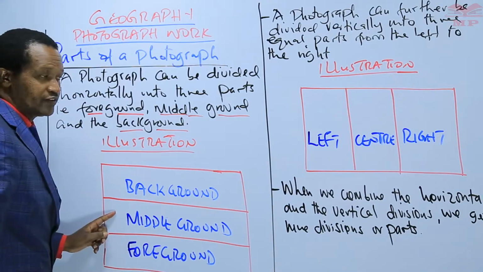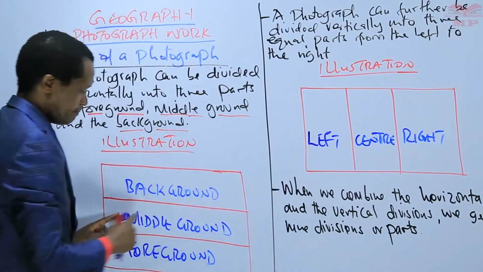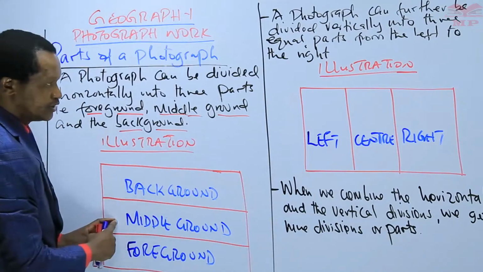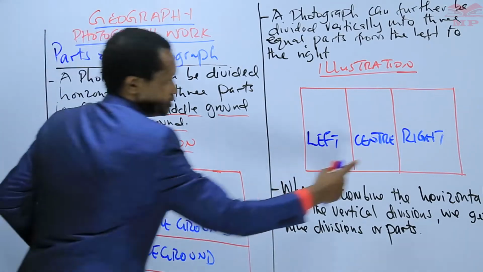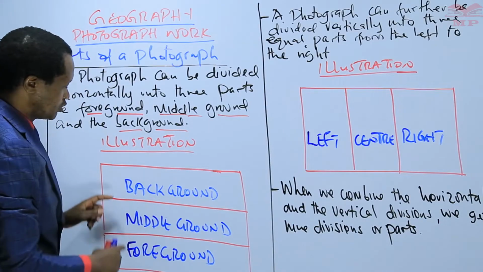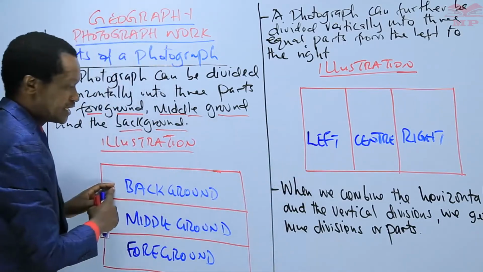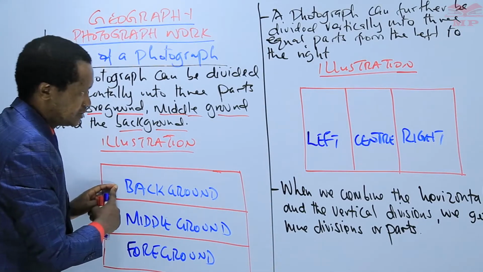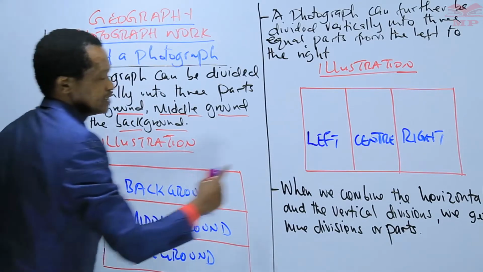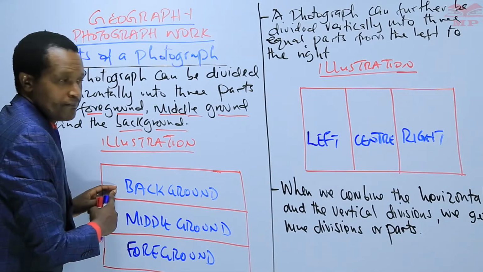Coming to the middle, we will have another combination, learners: left middle ground, center middle ground, right middle ground. Another combination will be left background, center background, and right background.